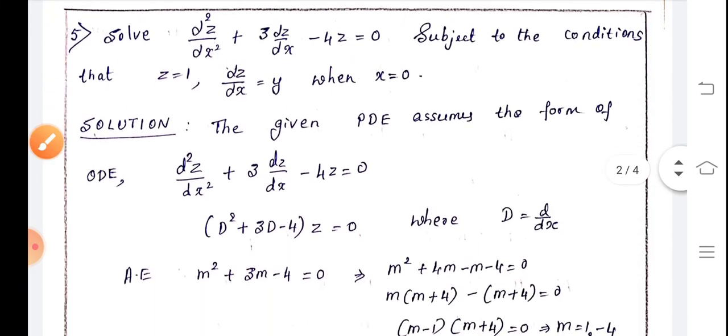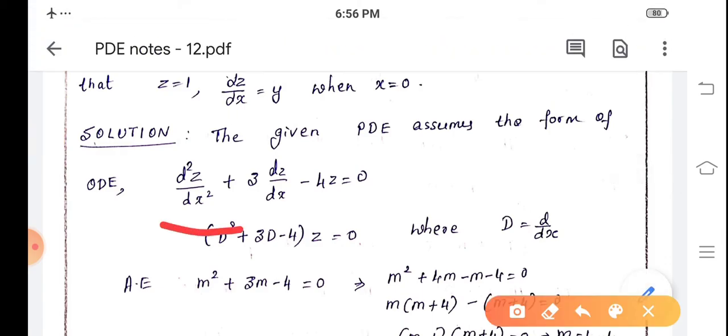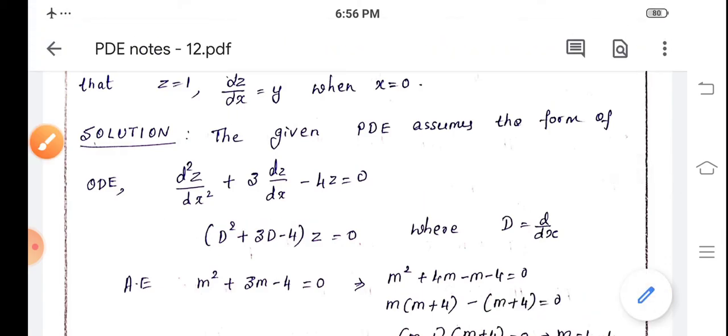We write the given partial differential equation in the ordinary differential equation form, that is d²z/dx² + 3 dz/dx - 4z = 0.